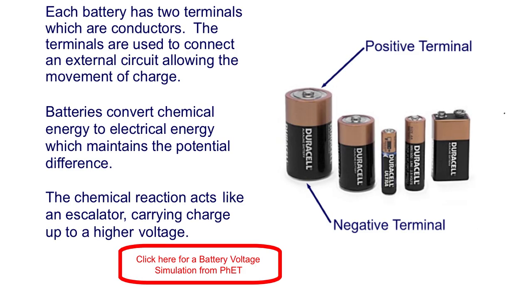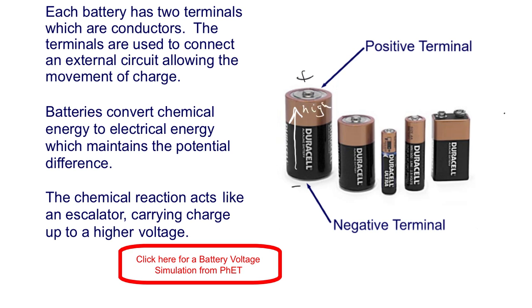So once again, these batteries have a positive terminal and a negative terminal, that little depression on the bottom. Inside the battery, chemical reactions occur that energize low energy electrons and turn them into higher energy electrons.